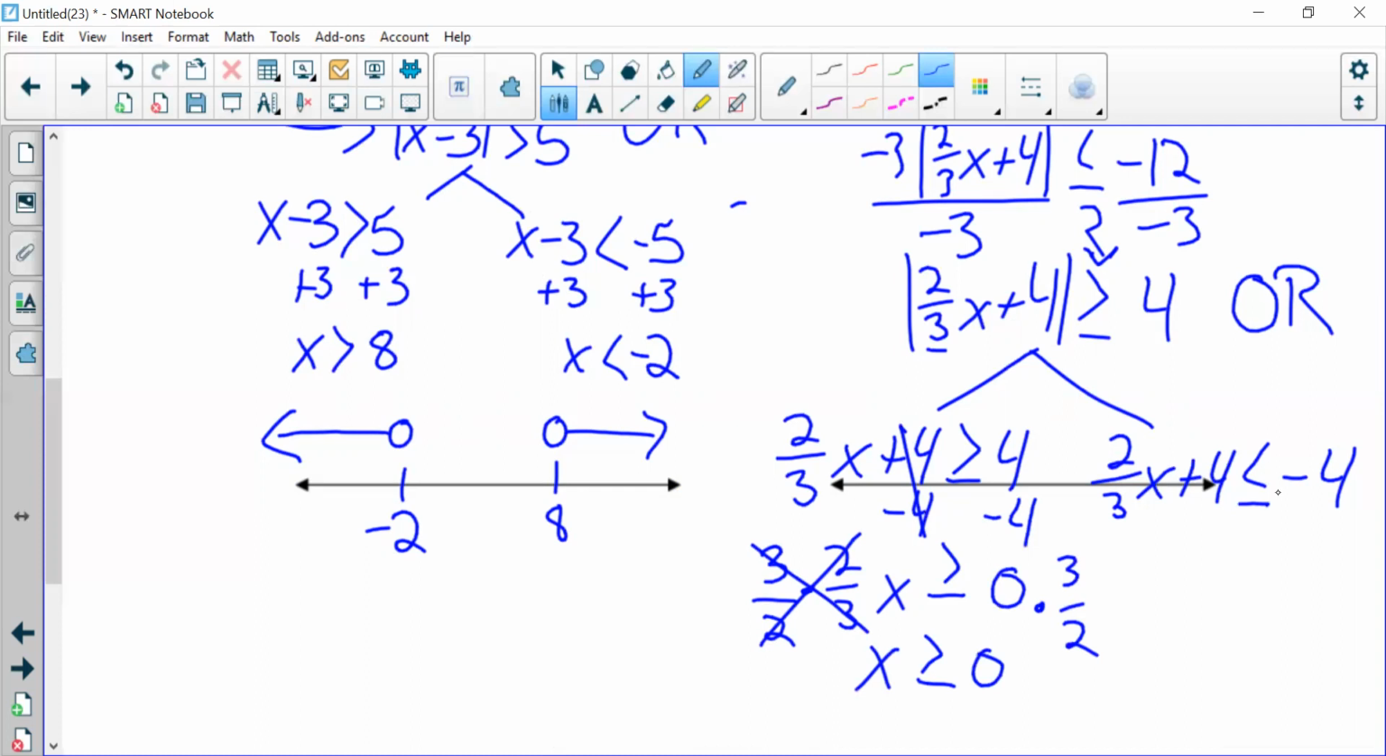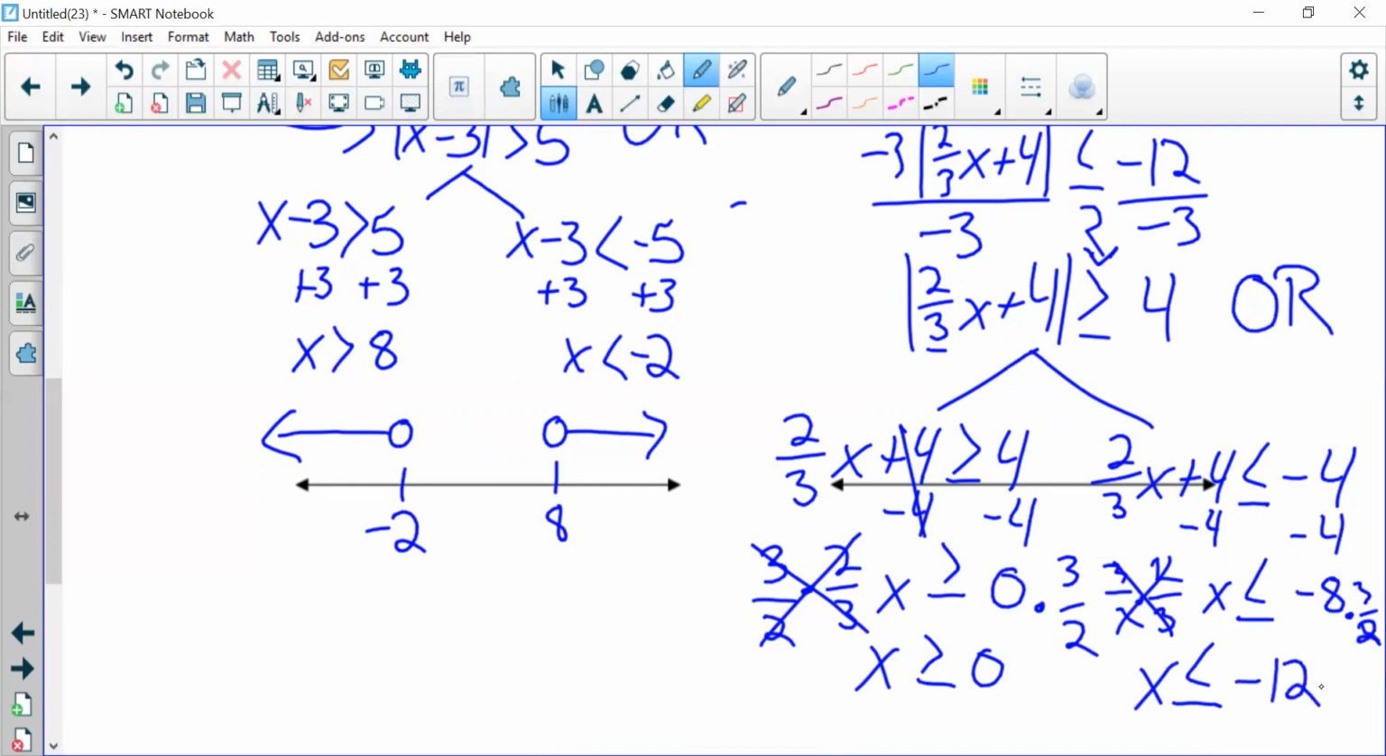All right, let's do the other side. Once again, I'm going to subtract 4 from both sides. So I get 2/3 x is less than or equal to negative 8. Multiply both sides by my 3/2. All right, those cancel out, leaving me with just x is less than or equal to, and let's determine this. Negative 8 times 3 is negative 24, divided by 2 is negative 12.